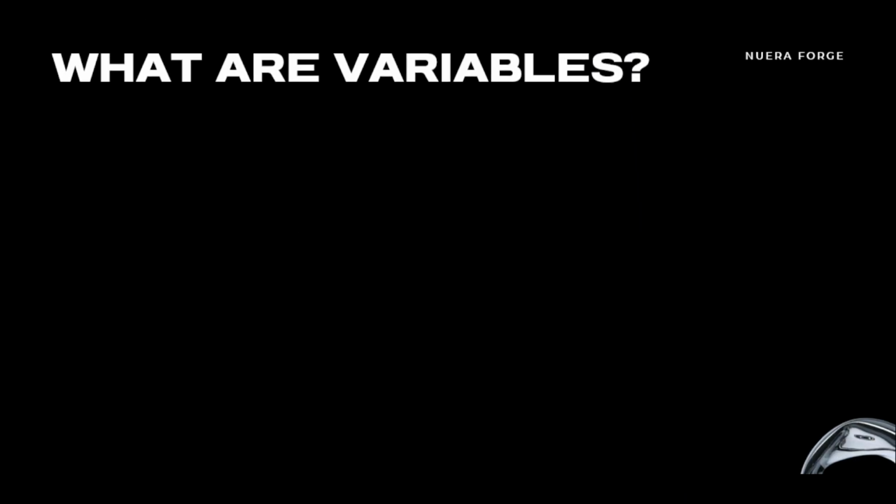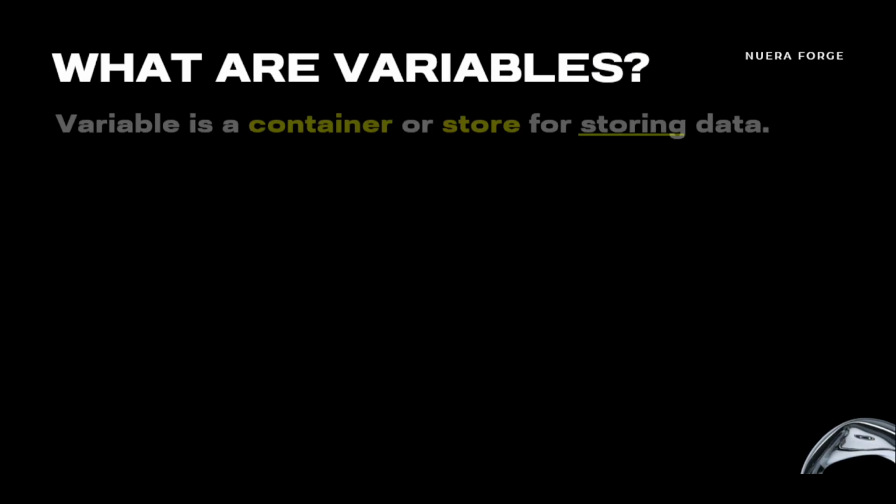So, what are variables? A variable is a container or a store for storing data. We are going to look at a variable as a bag that contains your books. If you want to make everything organized, you get all your books, then you pack them into the bag. When somebody asks you where are your books, you will be referring to that bag, that my books are in that bag. So, a variable is like a container.